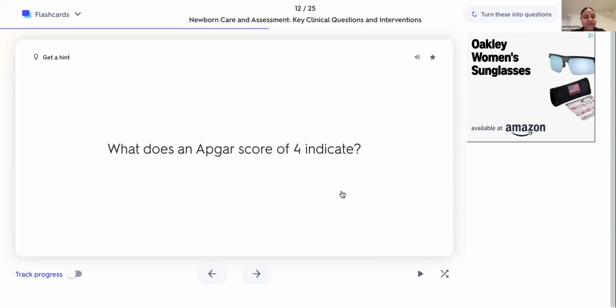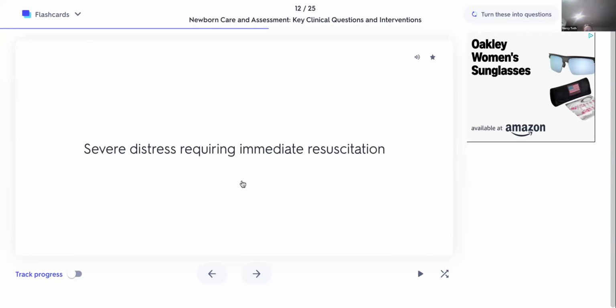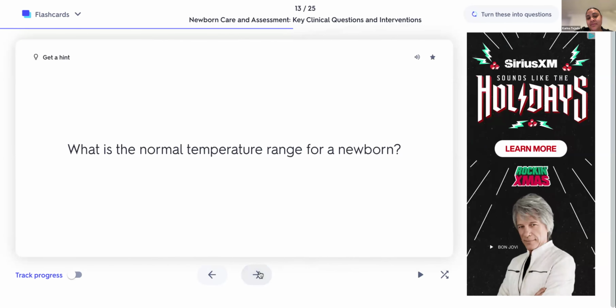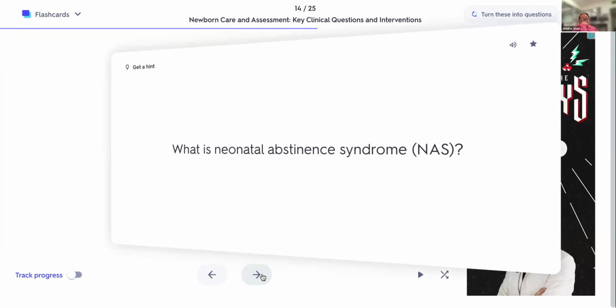Yeah, that's exactly the answer. It could indicate that the baby is not alert well enough. Yeah, so severe distress that can require immediate resuscitation. All right, so if you got a low APGAR score, that means you're barely breathing, barely have a heart rate, you're blue, and maybe you're not moving, you're just laying there. The baby's just laying there for a low APGAR.